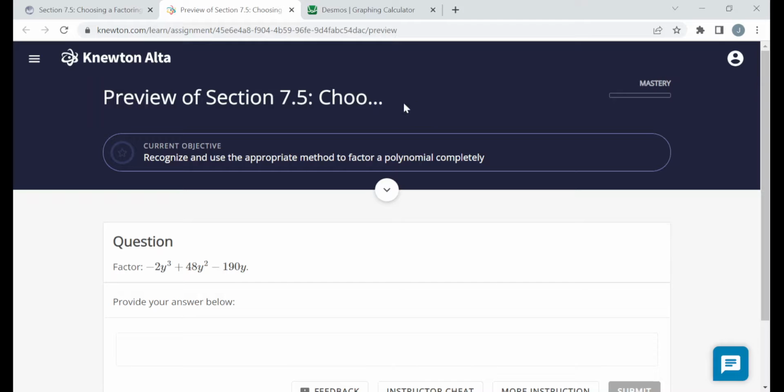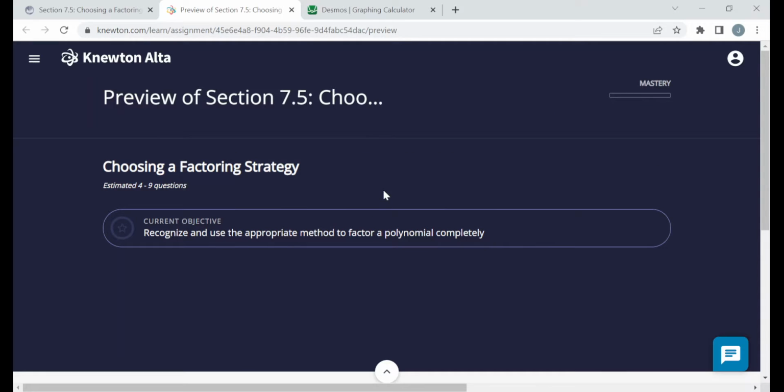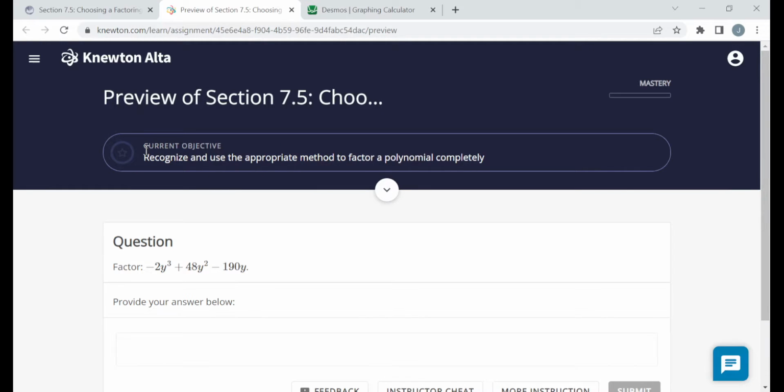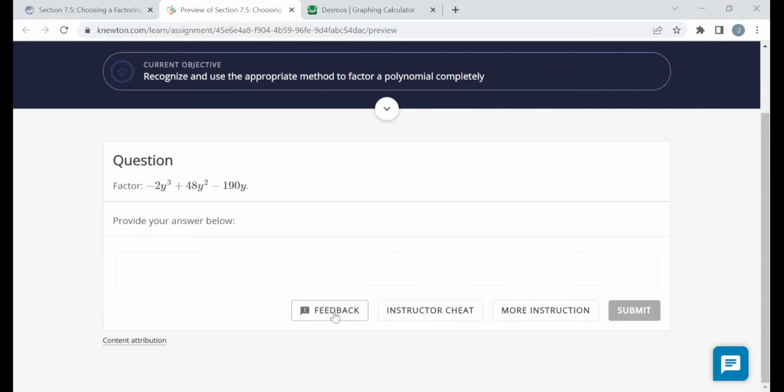Alright, so on the assignment page you should have the title, the mastery bar telling you how far along you've gotten, your objectives, and it looks like there's just the one objective in this assignment. And under the current objective, you should have a question related to that objective. And at the bottom of every question, you should be seeing a feedback button where you can send feedback to Knewton if you wish. You will not have this instructor cheat button. It's for instructors only. But you will have a more instruction button.